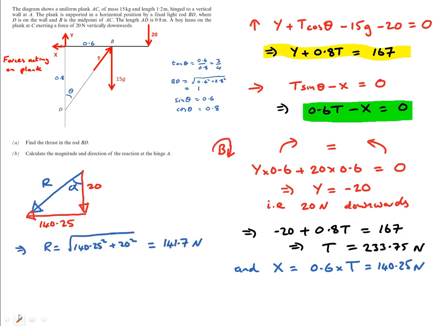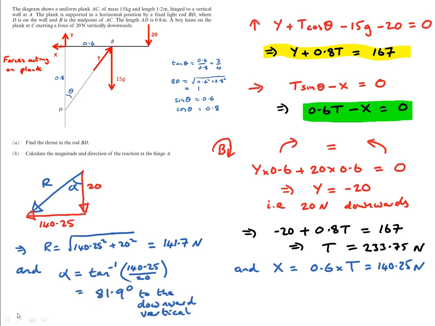Pythagoras' theorem will give us that the magnitude of this reaction is 141.7 newtons, and we have tan alpha is 140.25 divided by 20, so alpha is the inverse tan of 140.25 divided by 20, in other words 81.9 degrees. So the reaction force is 141.7 newtons at an angle of 81.9 degrees to the downward vertical.